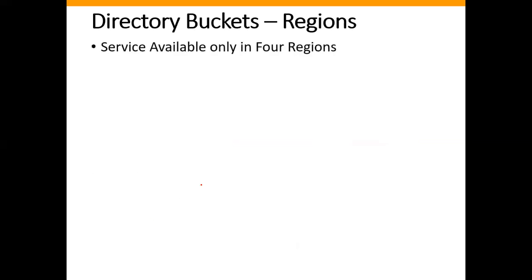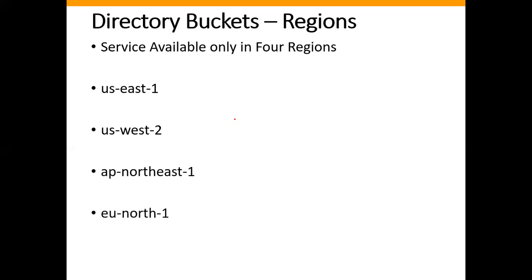And currently, this particular service is available only in 4 regions: US East 1, US West 2, AP Northeast 1, EU North 1. Only in these 4 regions is this service available right now, not in any other region. So how can we create this particular directory bucket?